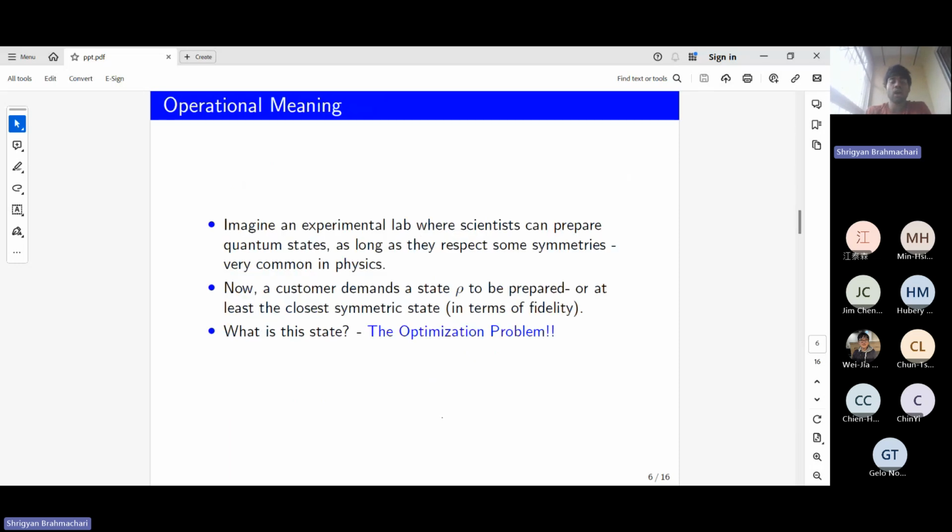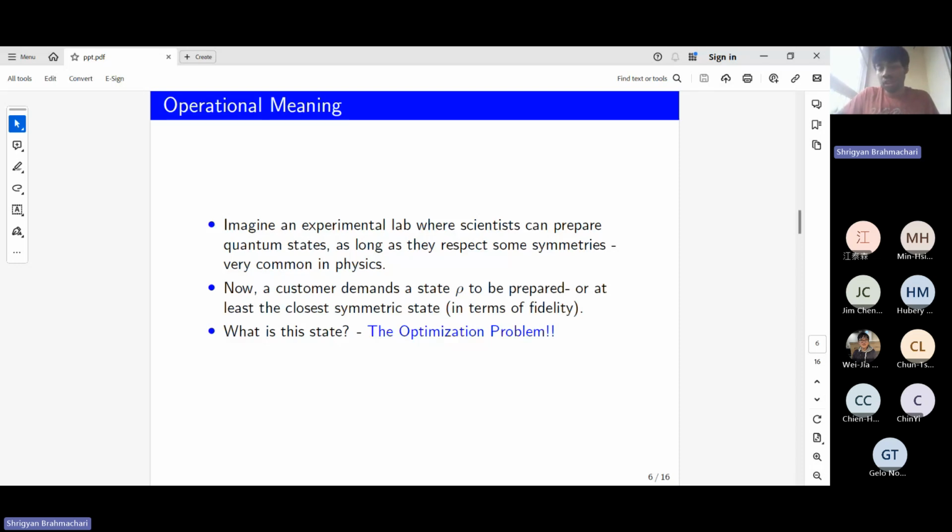So far I've just been telling you how we converge to this problem. I want to give a valid operational meaning, to validate why we bothered doing this. Imagine you're in an experimental lab and the scientists can prepare quantum states, except that the lab and everything has to respect some symmetries, which is very common in most physics situations. Therefore the quantum states they can prepare are only symmetric states. In physics, symmetries are typically defined by a unitary group. In this case, every quantum state should commute with every element in the unitary group.